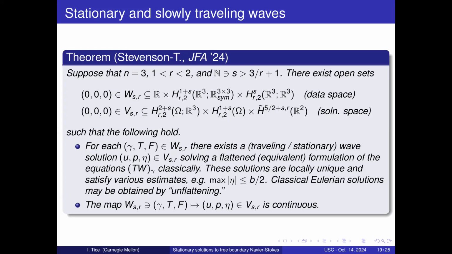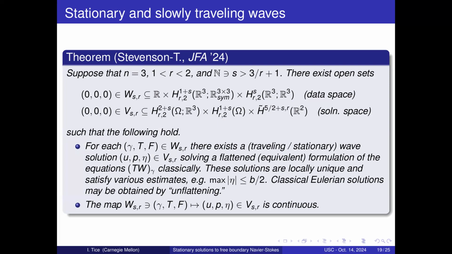They're classical solutions. You can unflatten them. They're locally unique and they obey various estimates. And moreover, this is a well-posedness theory. So in fact, we can show that the solutions depend continuously on gamma, T, and F. In particular, the most important thing about this is that gamma equals 0 is allowed here. So we can actually solve the stationary problem now.